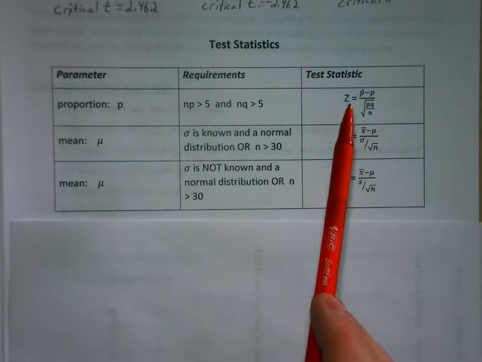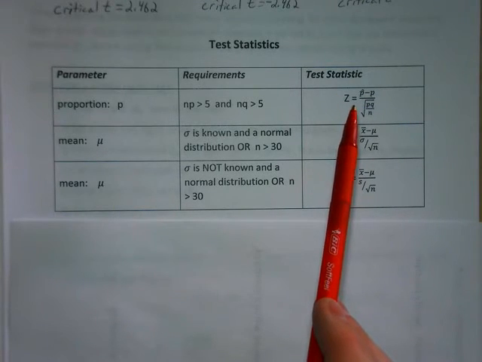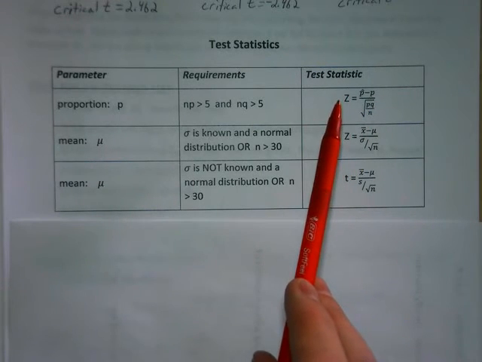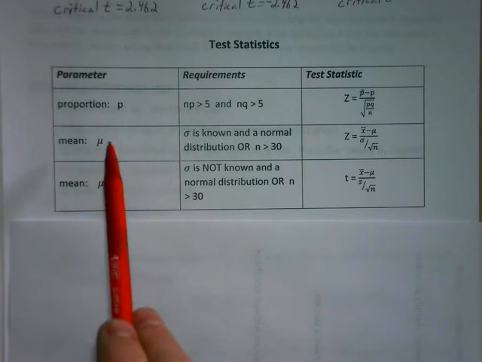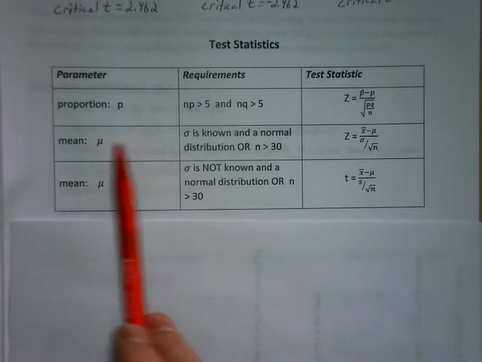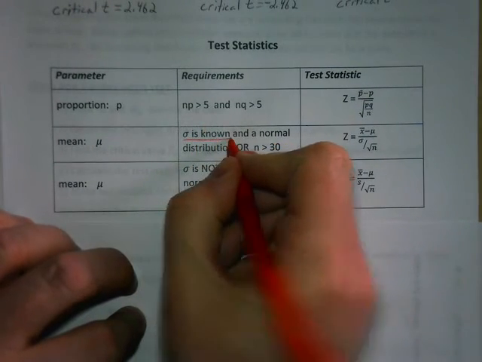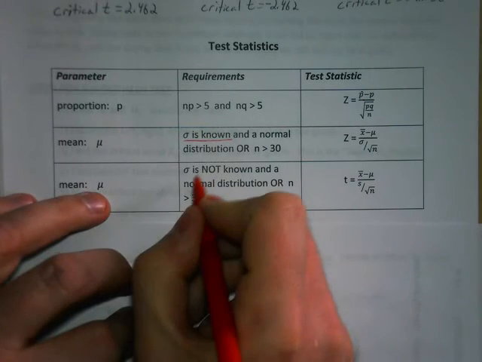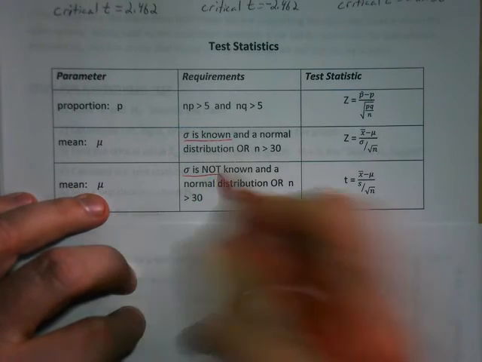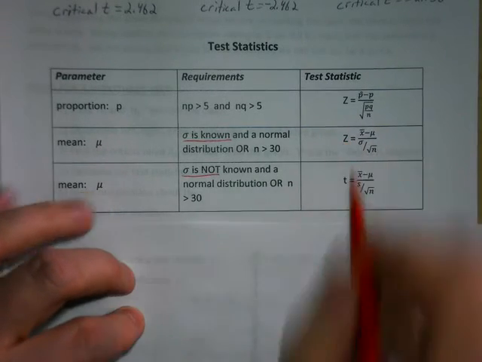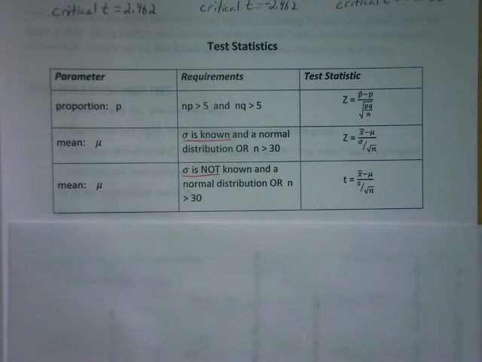Anytime you're looking at a p, population proportion, you're always going to use z. When you're looking at the mean, mu, and sigma is known, that's important, you use the z. When you're looking at a mean mu and sigma is not known, that's when you use the t. Those formulas will be given to you. You don't need to memorize them.